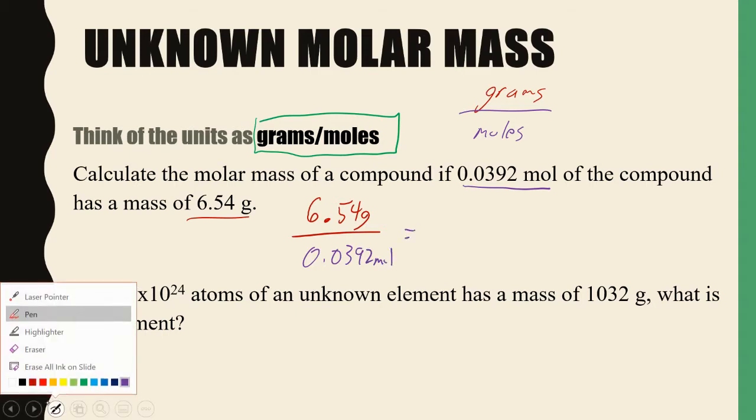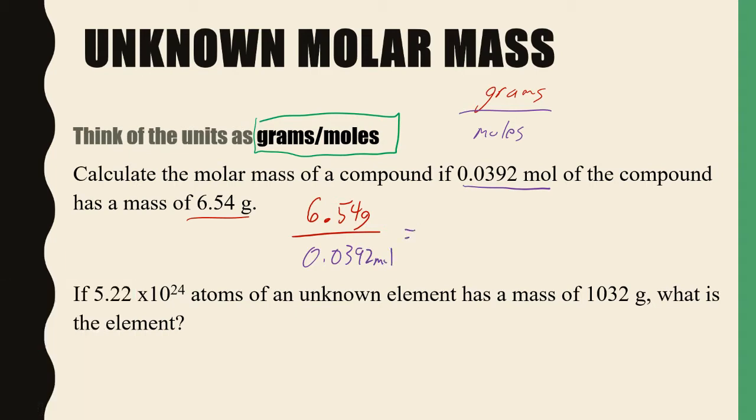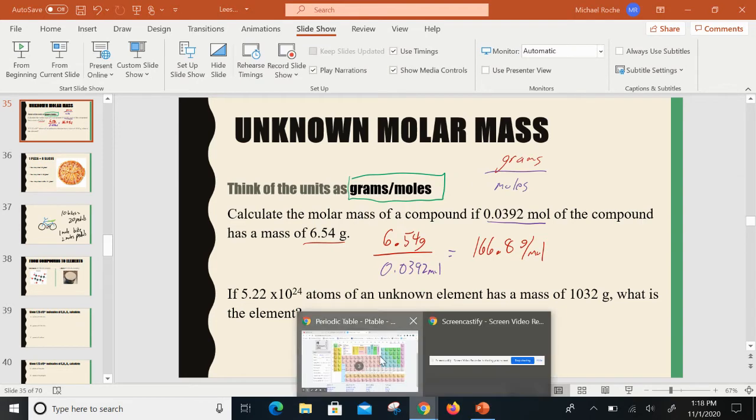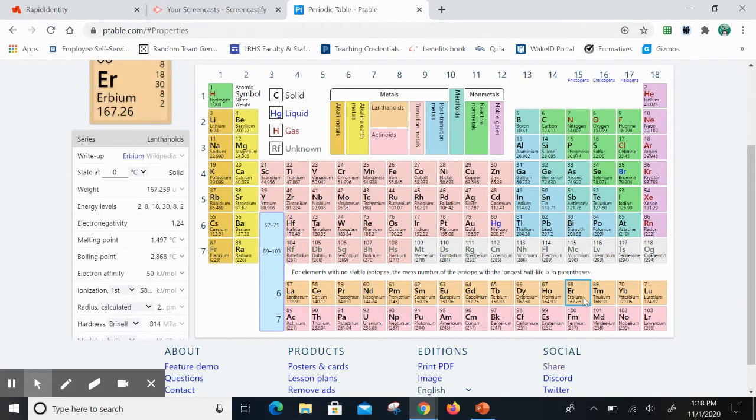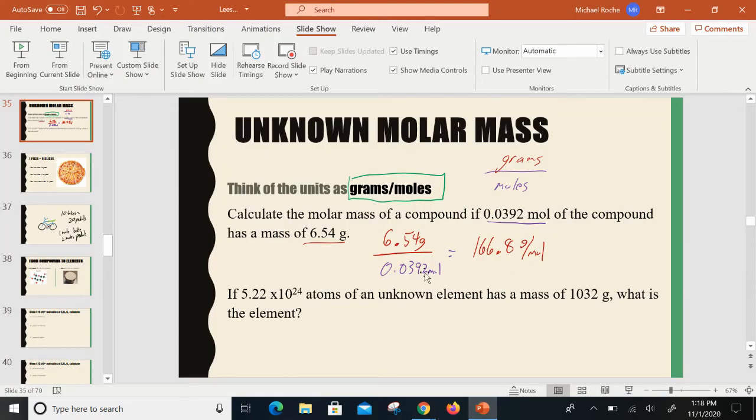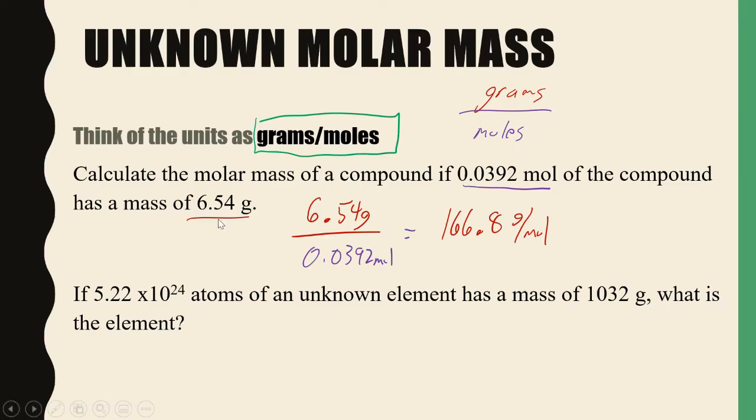And that gives you 166.8. And that's grams in every mole. So if you were going to look at the periodic table and see what's 168 or 167-ish, that's erbium. So that's about what the mass of this thing is. It's about the mass of an erbium. Or there could be a mixture of like carbon, nitrogen, hydrogen that when they add up is 166.8. So that would be that as well.